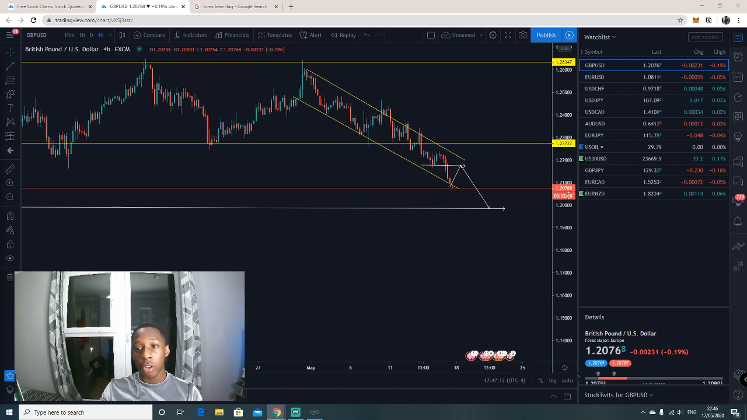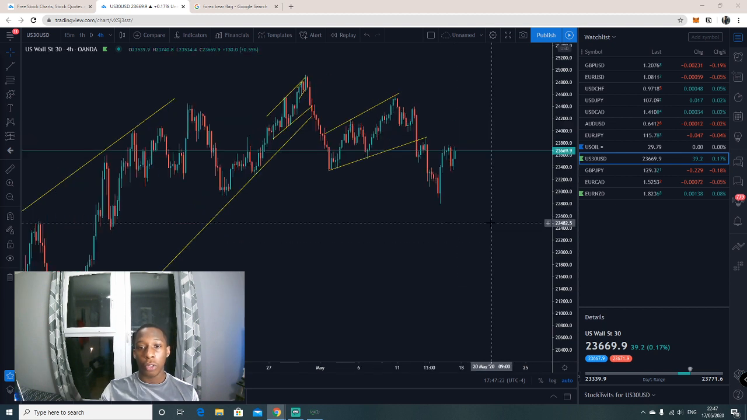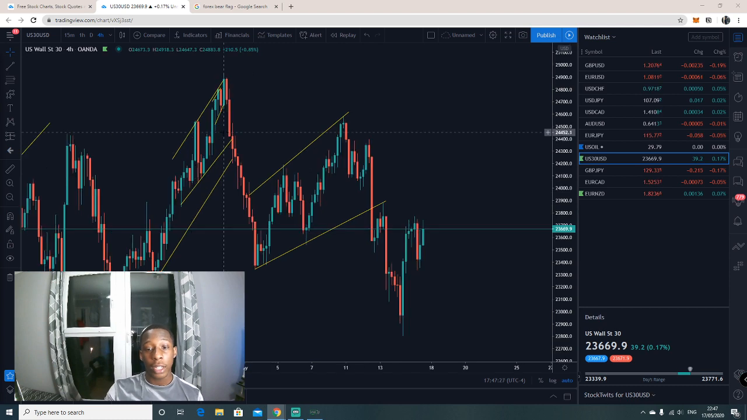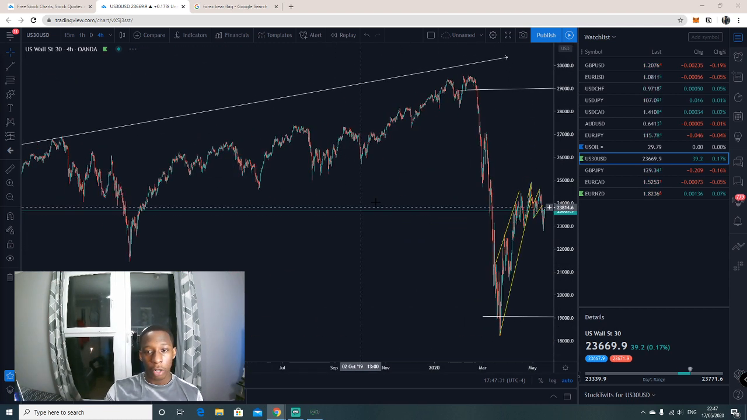Did I trade US 30? No. Let me take a look at US 30 now actually. Yeah, I'm shorting this. Honestly, I will be shorting this. Why am I shorting this? I'll just quickly tell you why.